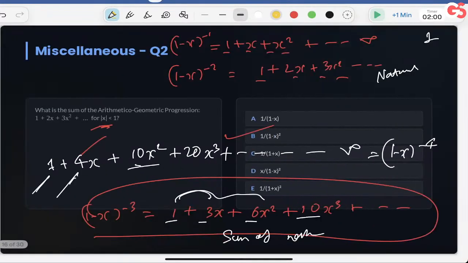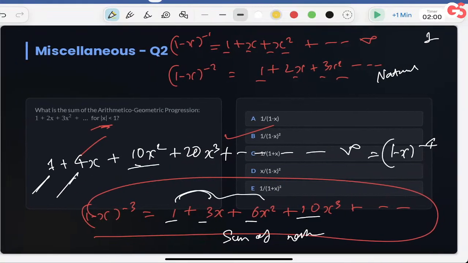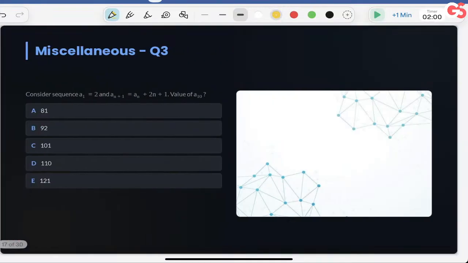Here comes the next question. Consider the sequence: a1 is equal to 2, a(n plus 1) is equal to a(n) plus 2n plus 1. Find the value of a(n).